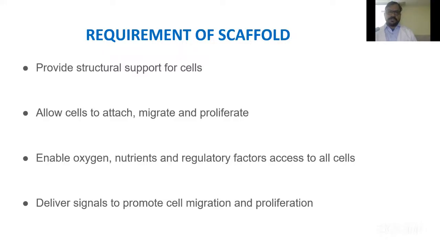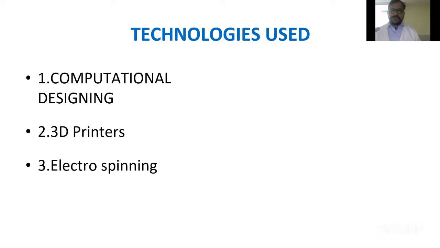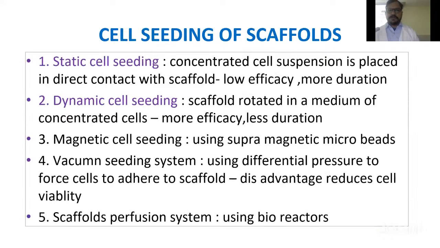Requirements of scaffolds: provide structural support for cells, allow cells to attach, migrate and proliferate, enable oxygen, nutrient and regulatory factor access to all cells, and deliver signals to promote cell migration and proliferation. Technology used for scaffolds: computational design, 3D printers and electrospinning. Cell seeding of scaffolds: static cell seeding, dynamic cell seeding, magnetic cell seeding, vacuum seeding system, and scaffold perfusion system using bioreactors.